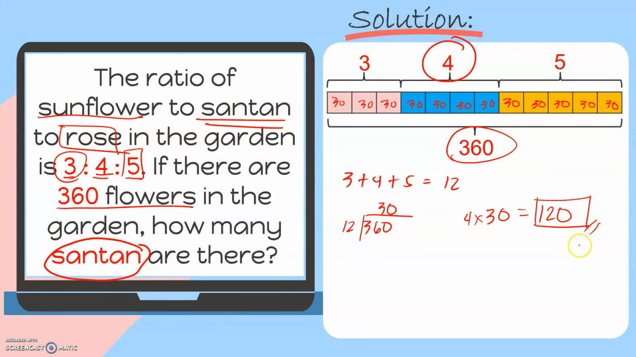Okay. Now, if you wish to find how many sunflower are there, all you need to do is to multiply 30 by 3 because in our ratio, 3 parts is for sunflower. So let's do that. 3 times 30, that will give us 90. So that means there are 90 sunflower. Then if we multiply 30 by 5, that will give us 150. Therefore, there are 150 roses in the garden. But the question is again asking only for santan, so we will settle with 120.